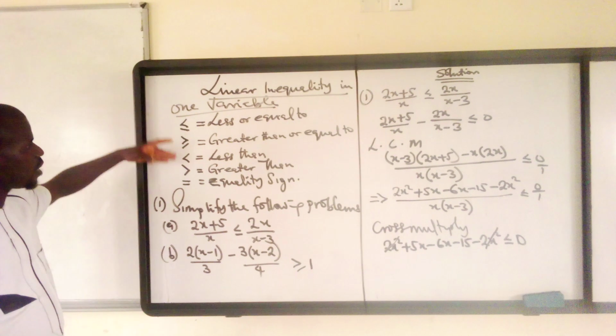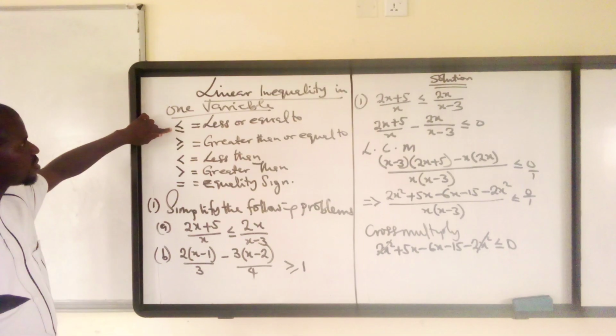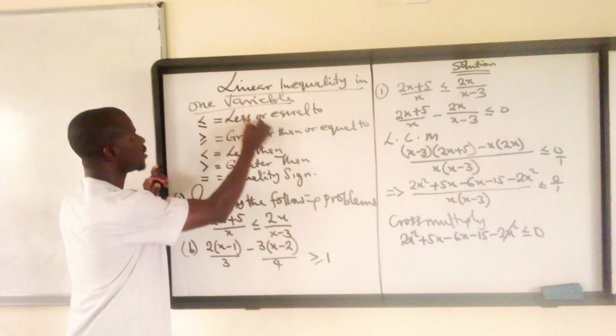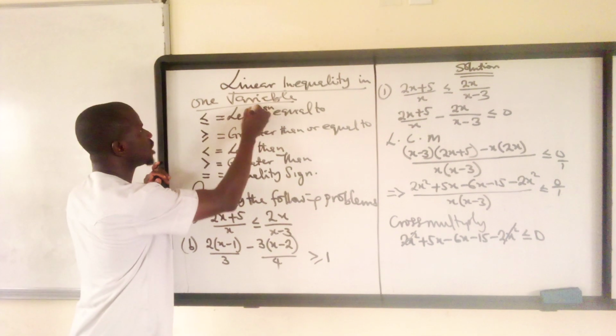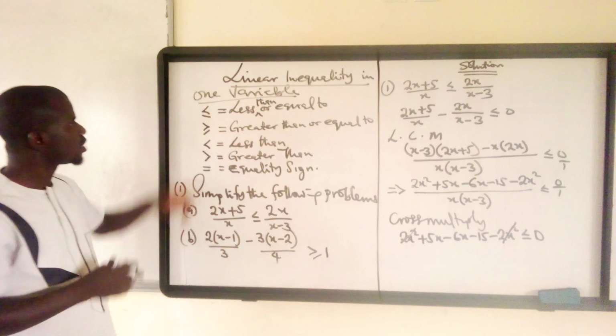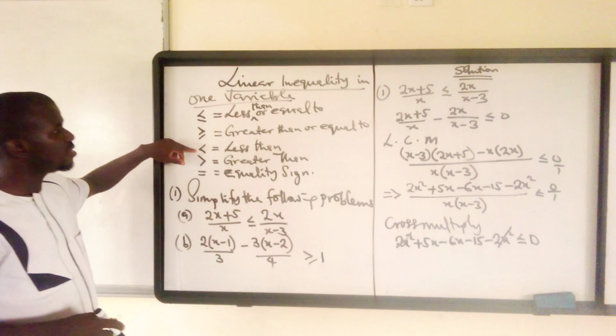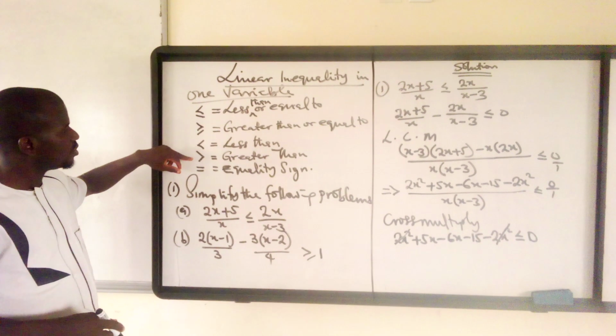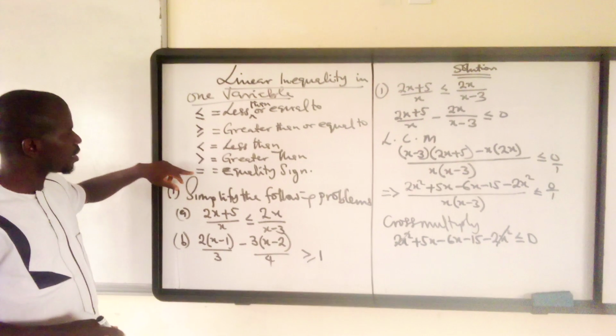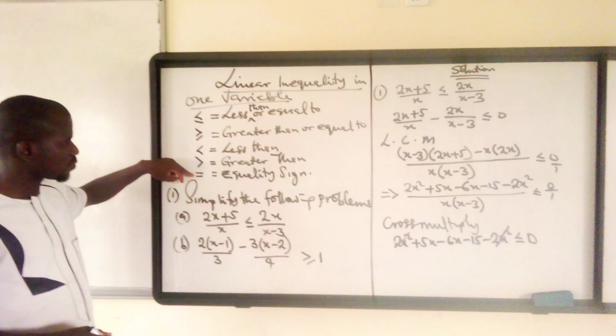Some of these signs we have to know the meaning. This means less than or equal to. This means greater than or equal to. This is less than. This sign is greater than, and finally this is the equality sign.